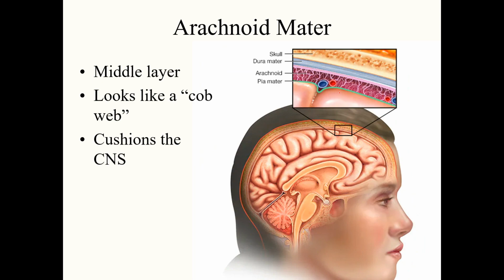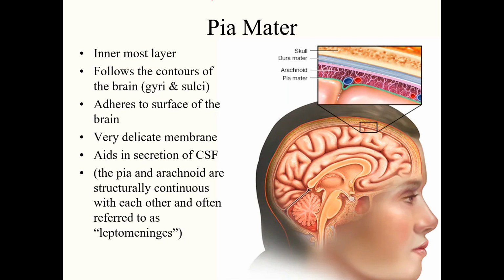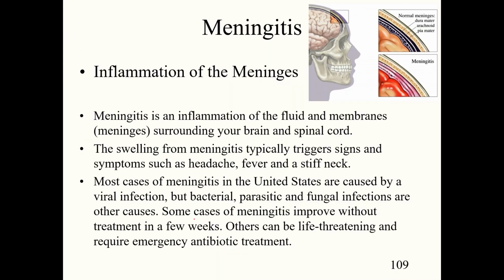Okay. The arachnoid mater, again, kind of looks like a cobweb, spider web. It cushions the central nervous system. So this is really more for protection, right? Got a lot of cerebral spinal fluid in there for protection. The pia mater, innermost layer, follows all the contours of the gyri and the sulci, adheres to the surface of the brain. So like I said, it's represented in green up here. You cannot really pull it apart from the brain. It's part of it. It aids in the secretion of cerebral spinal fluid, very delicate. I'm not going to worry about the leptomeninges, okay?